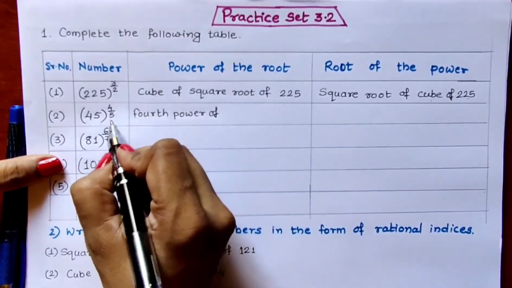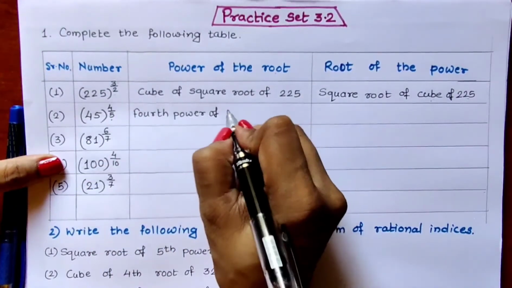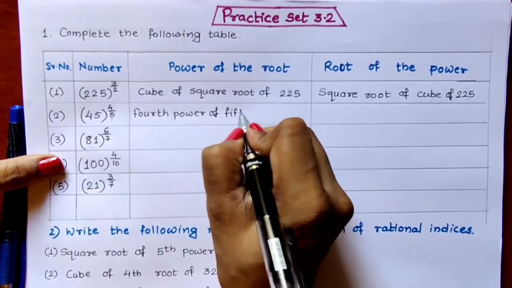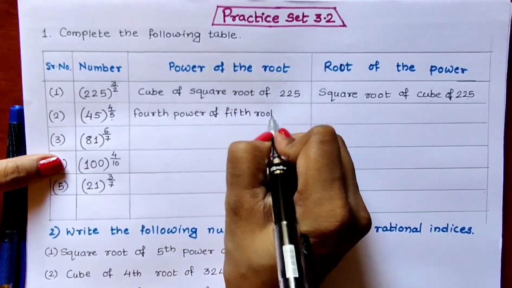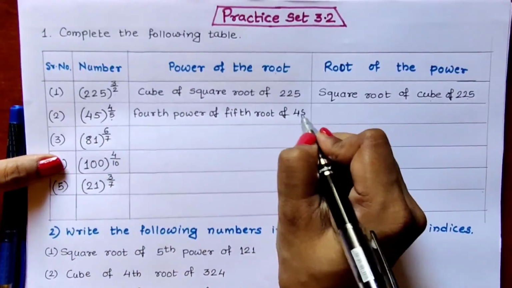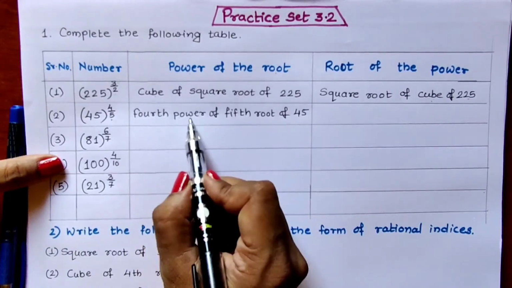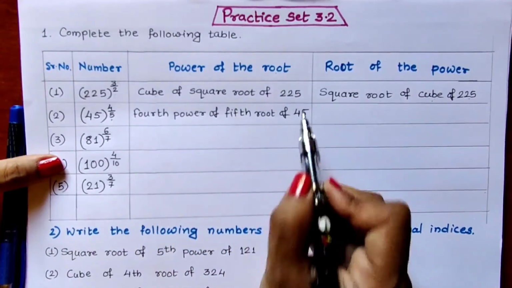root. Root is in the denominator. Denominator is 5. So it is the fifth root of, what is the base? Base is 45. In this way we have to write the statement form. Fourth power of fifth root of 45.